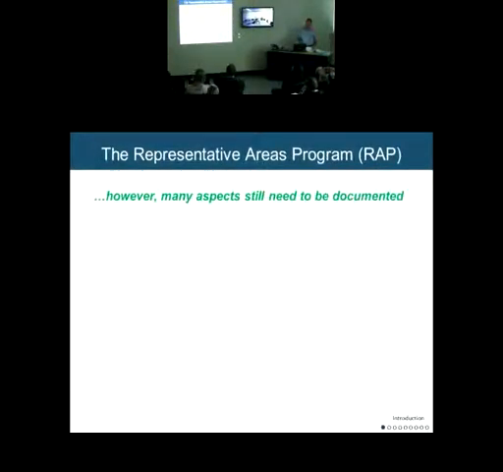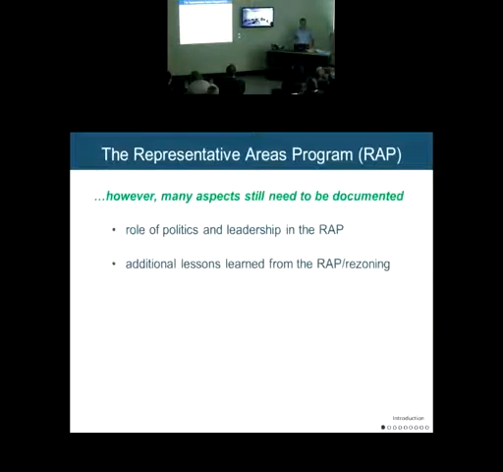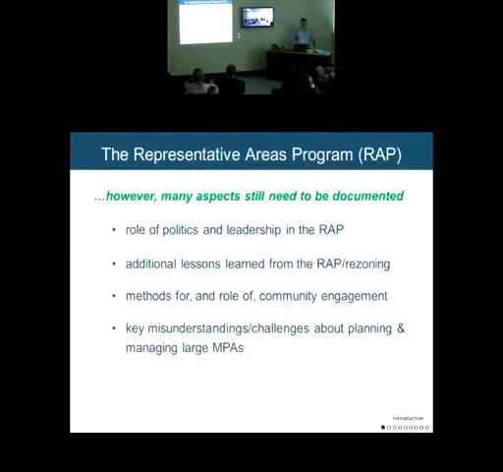However, I think there are many aspects that still need to be addressed. Things like the role of politics and leadership, particularly in the rezoning, the representative areas program. Things like the additional lessons we've learnt in terms of the rezoning. The methods that we used and how we engage the community. Fundamentally important, yet it hasn't been written up, I believe, the way it needs to. And there's lots of misunderstandings out there in terms of MPA management, how we manage the reef.